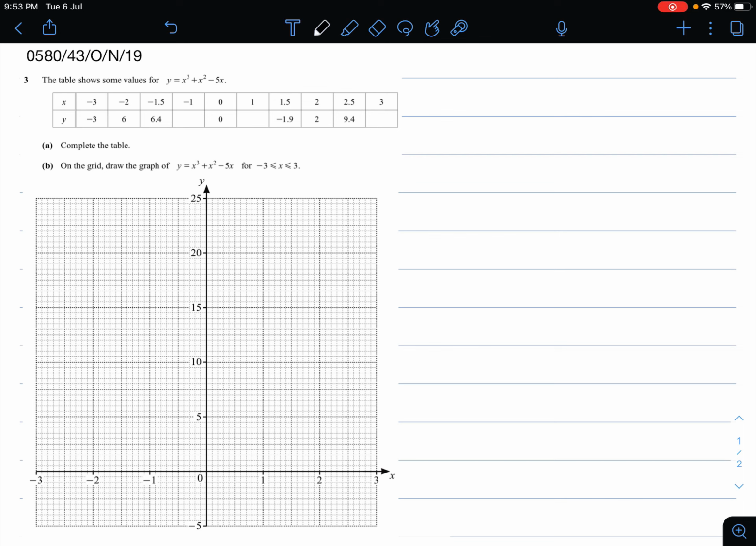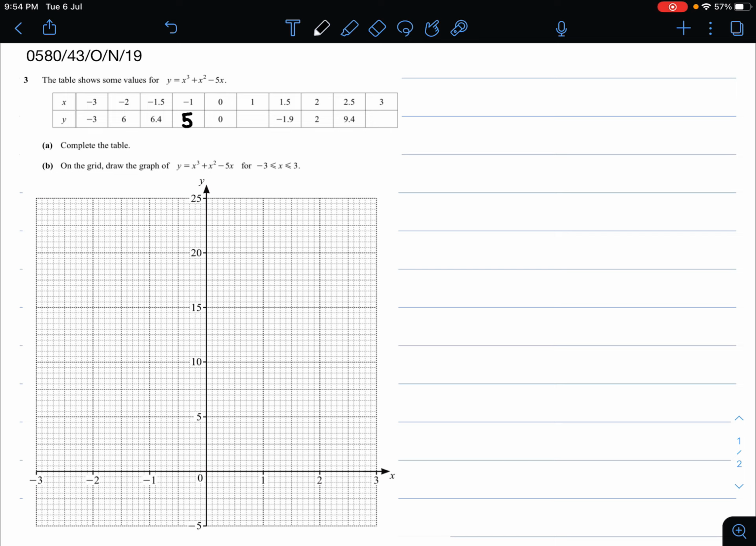The table shows some values for y is equal to the following equation. Complete the table. Okay, so this is pretty straightforward. All you need to do is substitute the values of x in the equation and you'll get the value of y. So if you substitute minus 1, cube is minus 1. Minus 1 square is positive 1. So 1 minus 1 is 0. And minus 1 multiplied by minus 5 will give you positive 5. Therefore, for minus 1, your y value will be positive 5.